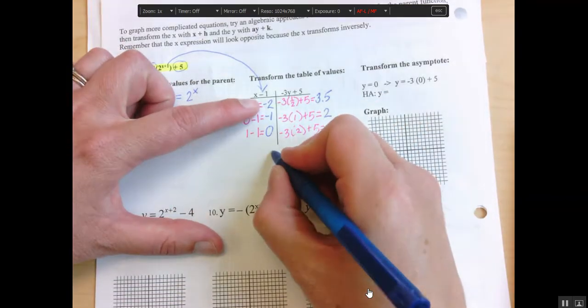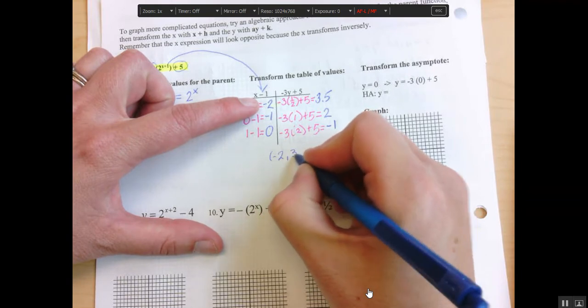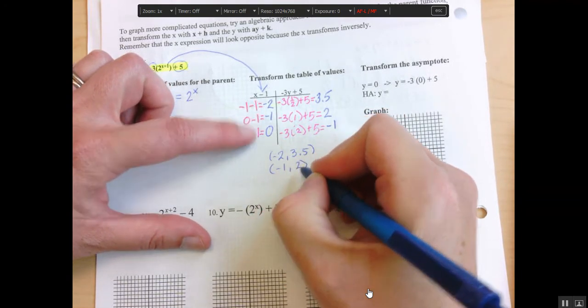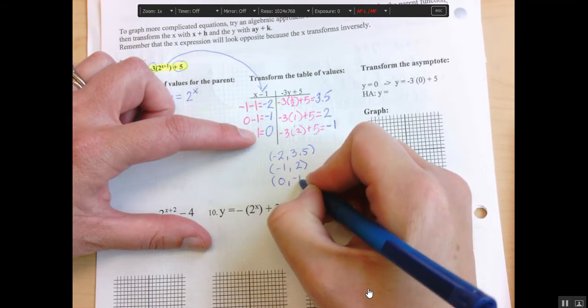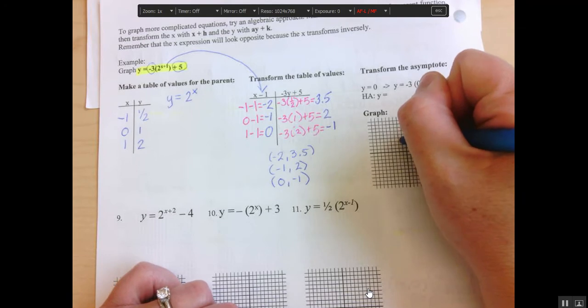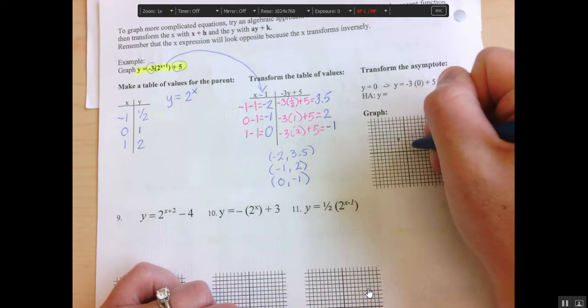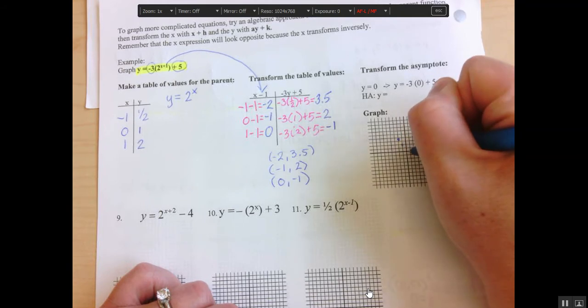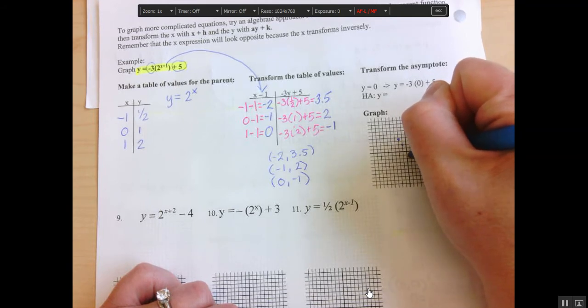We're graphing negative 2, 3.5, negative 1, 2, and 0, negative 1.